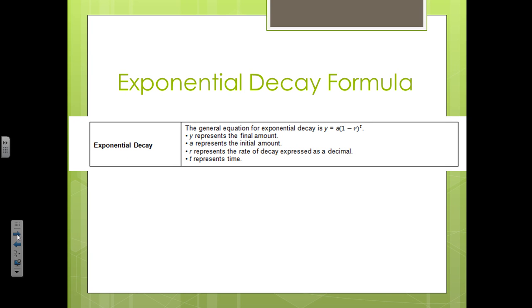Now we're going to flip to the back page and we're going to talk about exponential growth. So the general equation for exponential decay is y equals a times (1 minus r) to the t power. Again, your y will represent the final amount, your a will represent the initial amount, your r represents the rate of decay expressed as a decimal, and then your t represents time again.